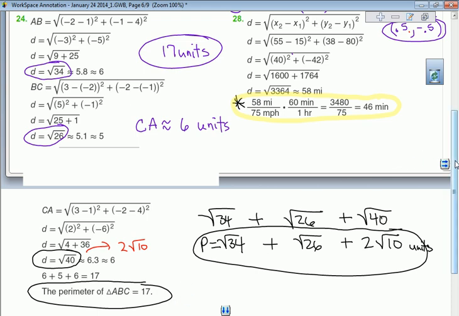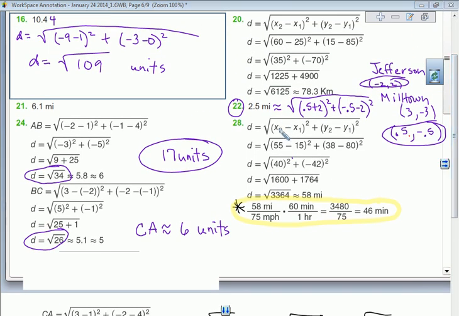All right, 28. 28 is the distance formula. And I've noticed throughout the day that most people got to 58 miles and stopped. That's not what they asked. They didn't ask for the distance. They asked how long it would take you.